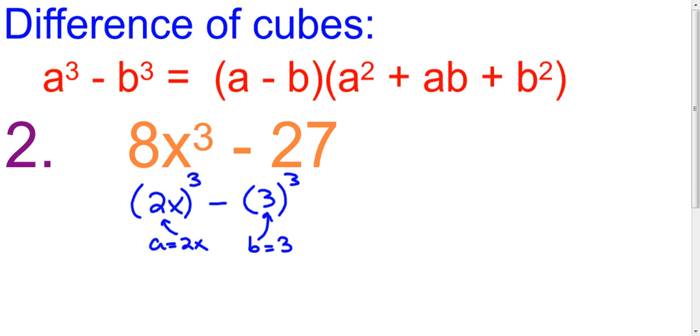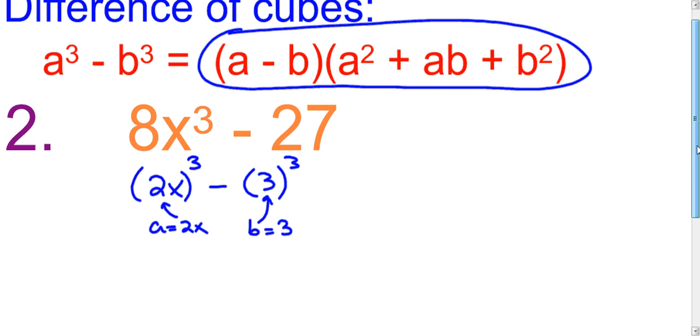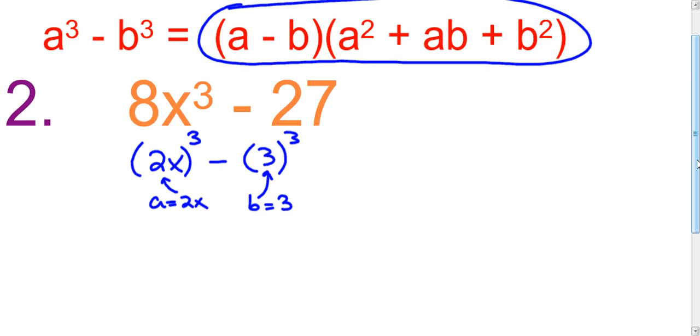And now I will plug everything into this formula. Notice this is a minus. I'm subtracting two things, so I'm going to use the difference of cubes formula and plug everything in. So here we go. I have A, which is 2x, minus my B. My B is 3.